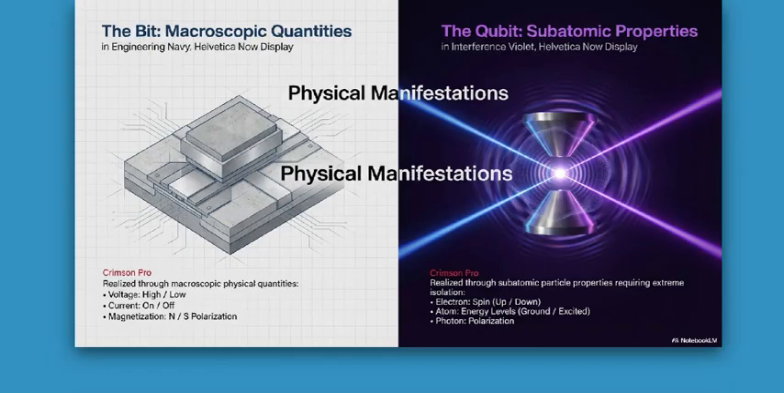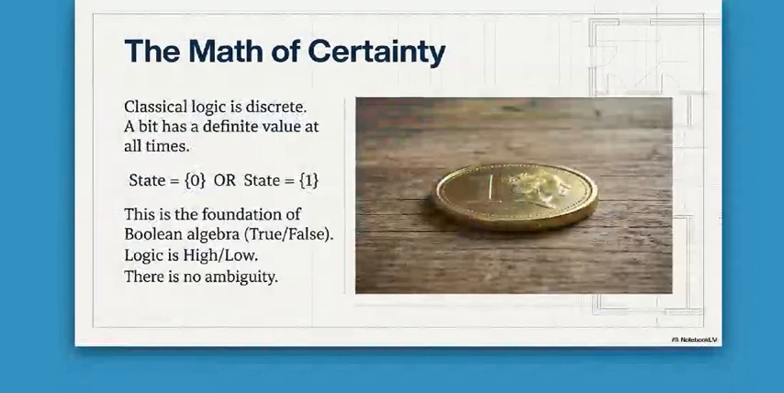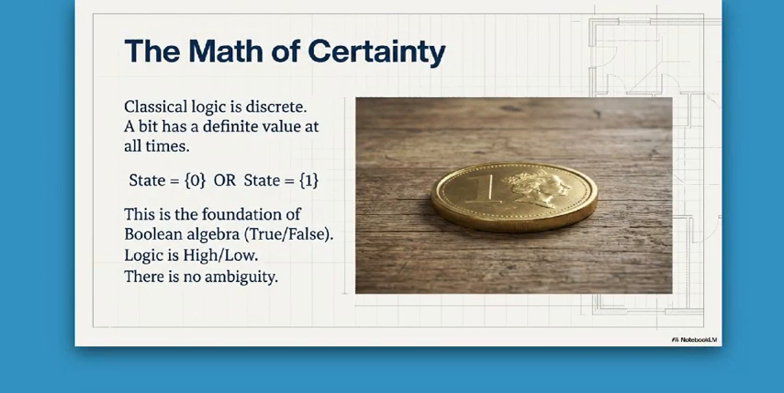Yeah. Now, I know you listening might tense up when we say math, but the comparison in the presentation is really helpful. It really is. They call it the math of certainty versus the math of probability. Let's look at the classical logic first. The metaphor used is a coin lying flat on a table. Right. You look at the coin on the table, it is heads, which we will call a 1, or it is tails, which we will call a 0. It has a definite value at all times.